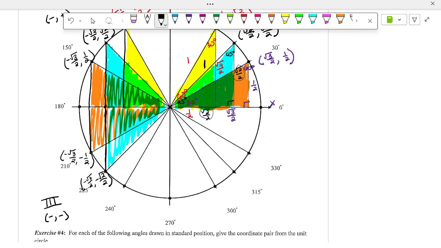And you know what? You said it was 60. All right, so this would be negative square root 2 over 2, negative square root 2 over 2.